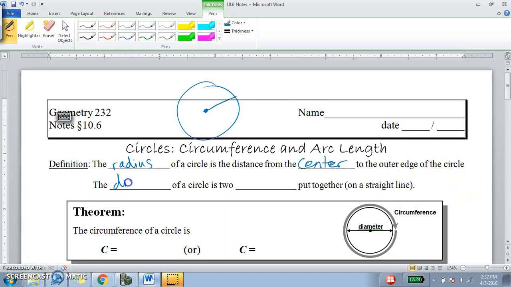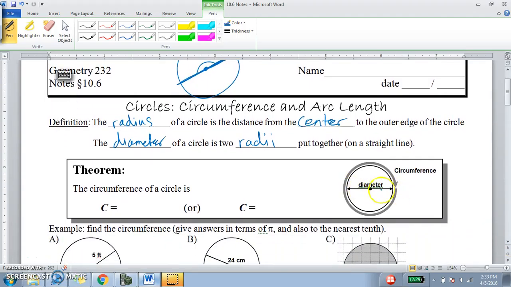The diameter happens if I go all the way across the circle. So if I have two radii that are basically back to back in a straight line. So a diameter is a straight line across the circle going through the center of the circle. Sorry, so two radii, plural of radius is radii. So it's two radii put together on a straight line. Whole distance all the way across the circle going through the center. So that's drawn out here, the diameter.